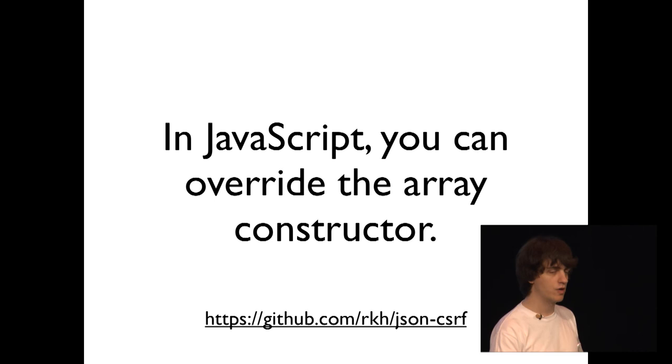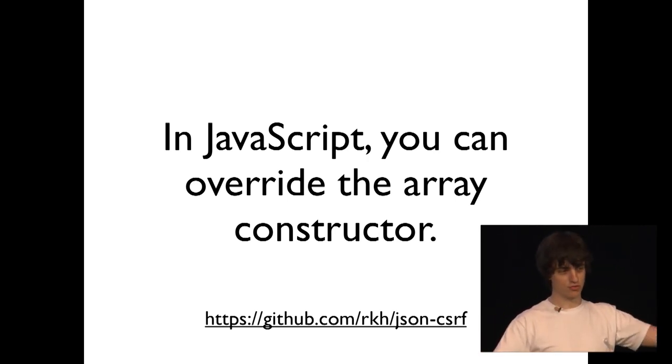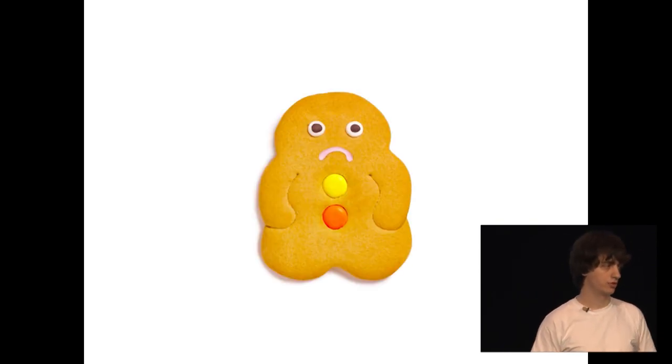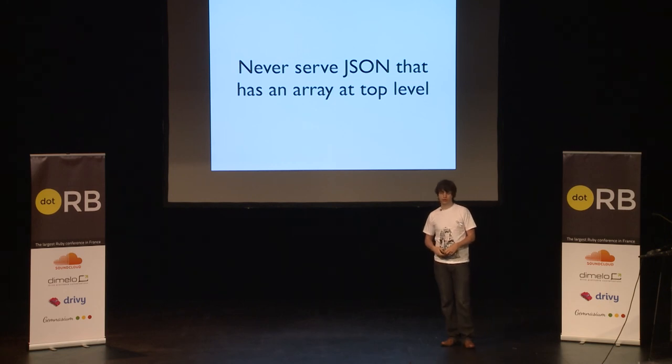But in JavaScript and older browsers, you can override the array constructor before loading that JavaScript. And I have an example back down here where you could then, when the new array is created, store the values somewhere. So that's not really secure. You can solve this by never serving JSON that has an array at top level. It's actually a valid solution.